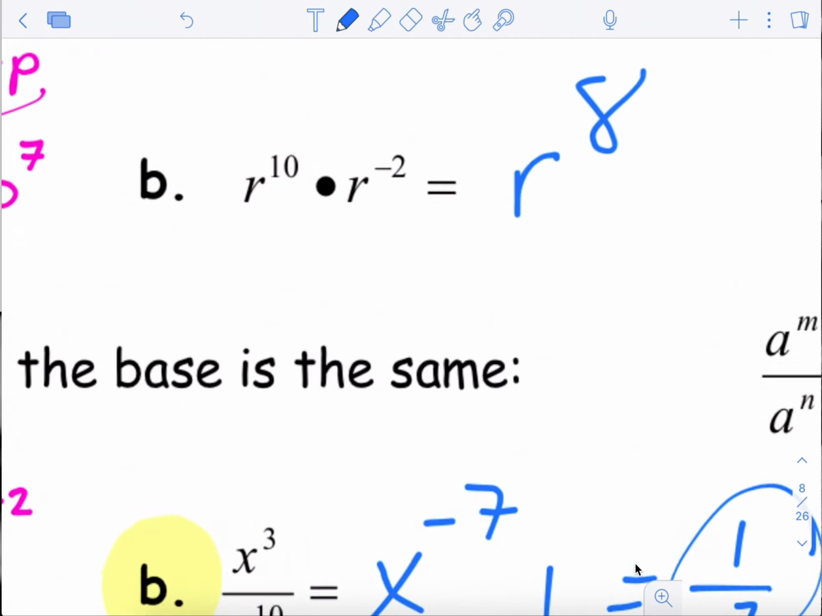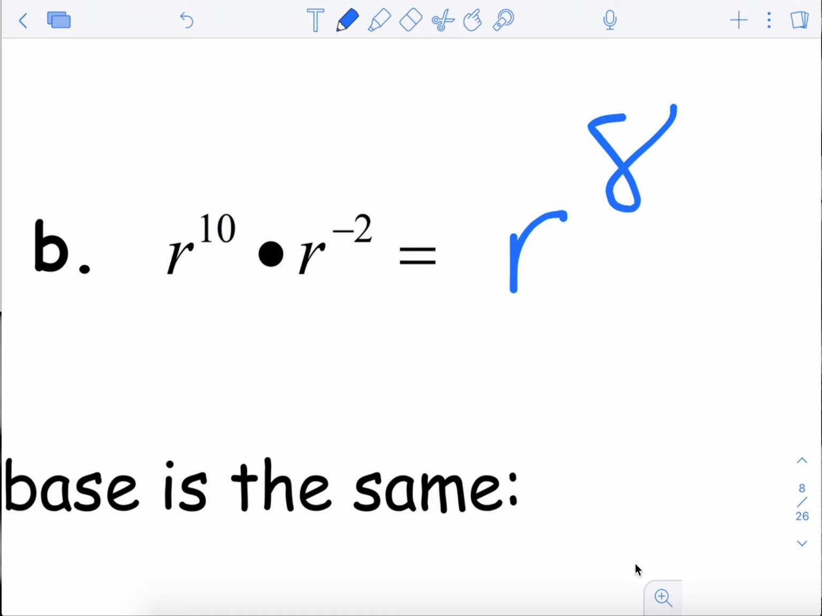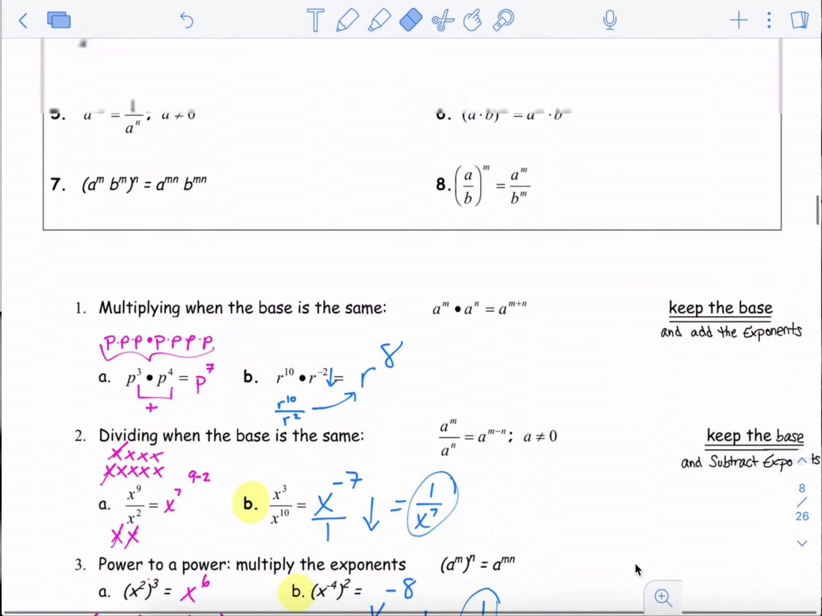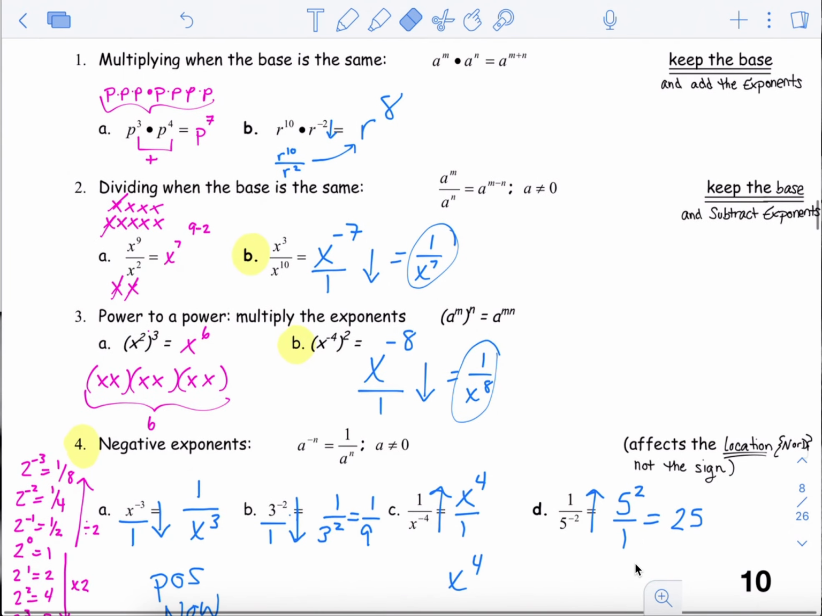So if I wanted to do that on this problem, I could have moved him downstairs and rewrote this problem as r to the 10th over r to the 2nd. And if I had subtracted, because it's division, I would have gotten the exact same answer. 10 minus 2 is an 8. Just like 10 plus a negative 2 is still an 8. It's the same answer either way. It doesn't matter which path you take to get there. Okay? All right, I do want to do one more problem.